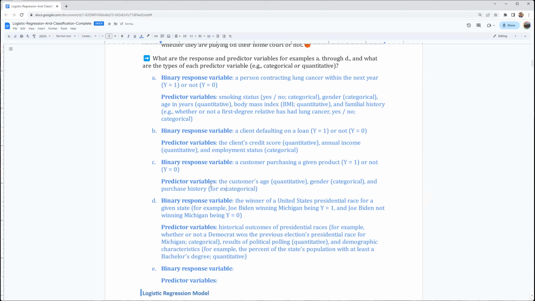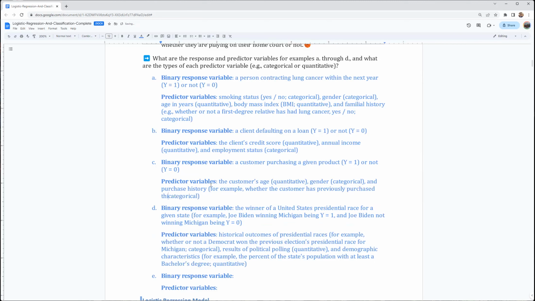We could say, for example, whether the customer has previously purchased this item or not. In which case that would be categorical, right? So if you've bought Texas toast, frozen garlic toast from Meijer before, that's probably a good predictor of whether or not you'll buy it again at Meijer, right? Whether you bought that same item before.